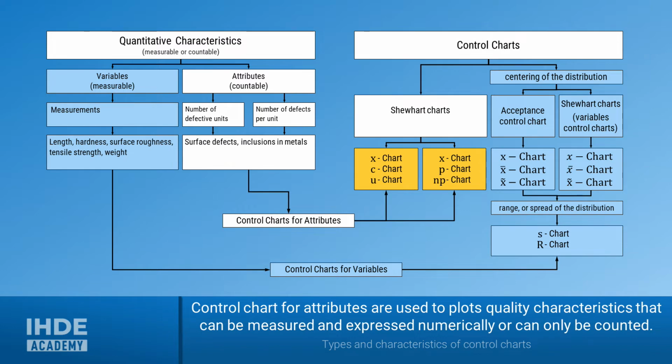The quantitative characteristics shown on the left can be divided into two different categories. First, the variable characteristics. These are all characteristics that can be measured. They always have a value and a unit. Examples of this would be the length, hardness, weight, surface roughness, or tensile strength of a component. Second, there are the attributive characteristics. Those are all characteristics one can only count.